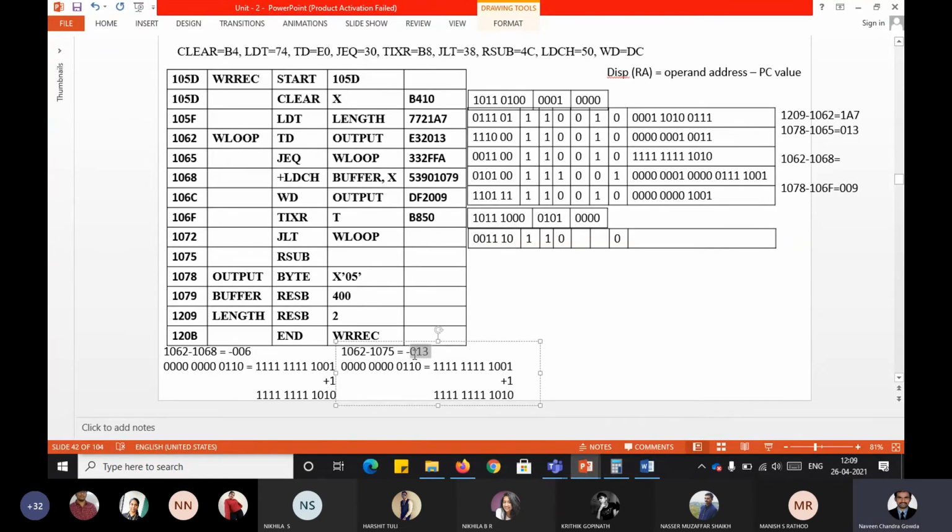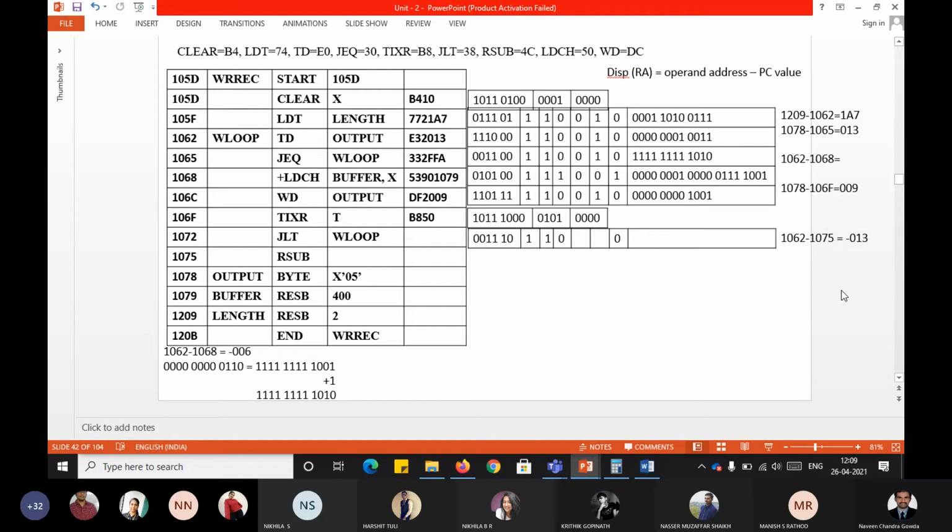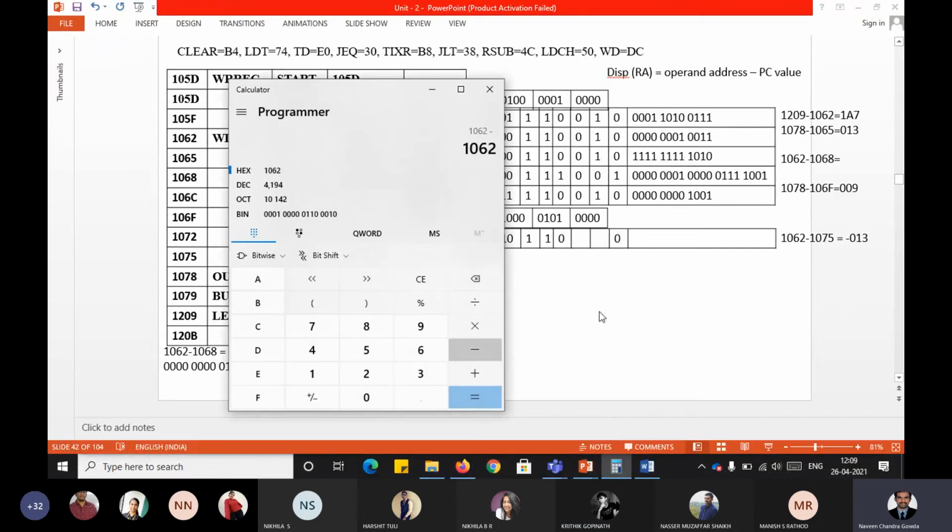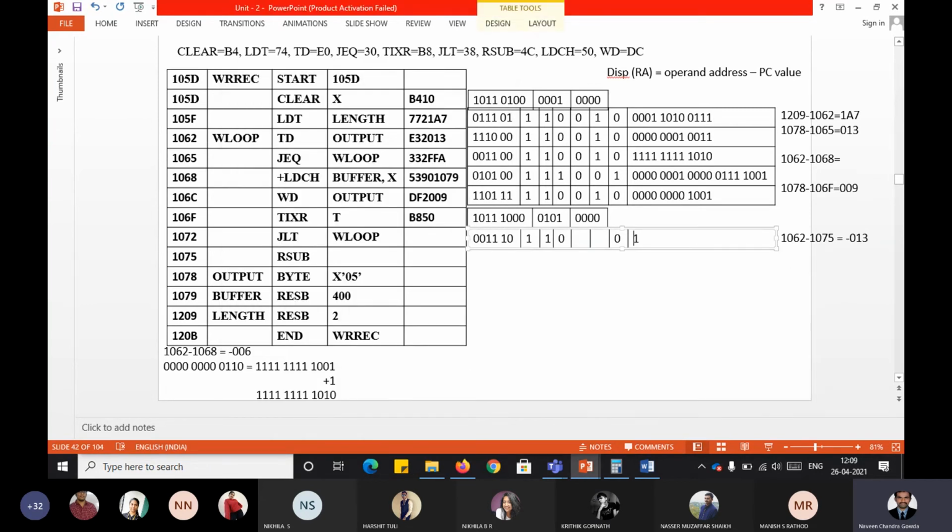When you convert this 013 to the 2's complement, if you take the 2's complement process the same way as I have shown here, students, did you understand how to take the 2's complement? Take the 1's complement, then add 1. When you do that, which is 1062 minus 1075, you get FED. I repeat, FED. F, E, and D.